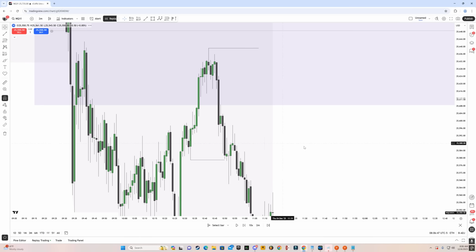Now we want to check the 3 minute, and there is again a gap on the 3-minute time frame as well. Now we want to check the 4 minute.